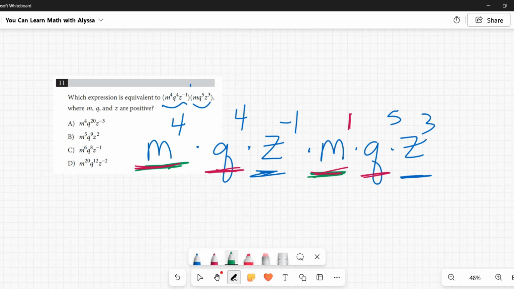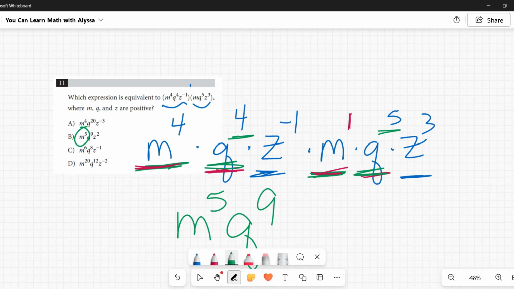Okay, so let's just combine all these and we'll have our answer. We just need to do some addition. M to the fourth times m to the first: 4 plus 1 is 5. Q to the fourth times q to the fifth: 4 plus 5 is 9. At which point you should already know your answer because there's only one that has m to the fifth. And that one also has q to the ninth, and there's no other one that has q to the ninth. But we want to be absolutely sure that we haven't just made a mistake, so we keep going. Z to the negative 1 times z cubed.